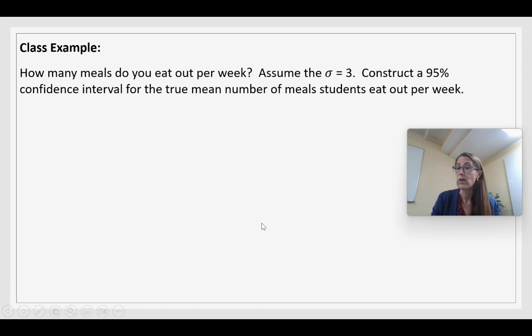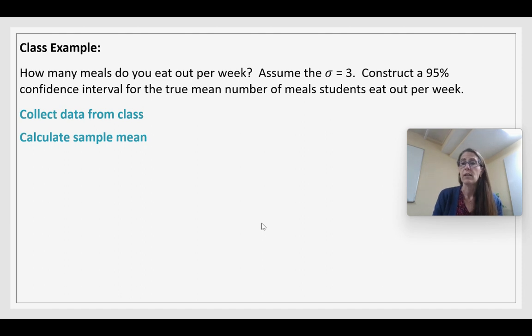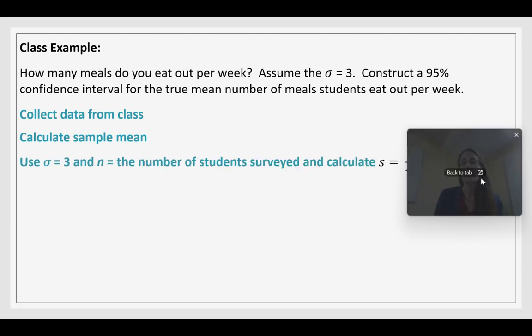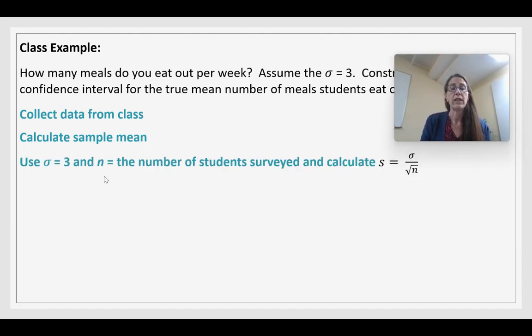Because this is a video, I don't have people to sample and ask this question of, but we would collect the data. We would calculate the sample mean. We would use that sigma equals 3 and the number n equals the number of students surveyed to calculate our S, our sample standard deviation. Then we would use that to construct the interval.